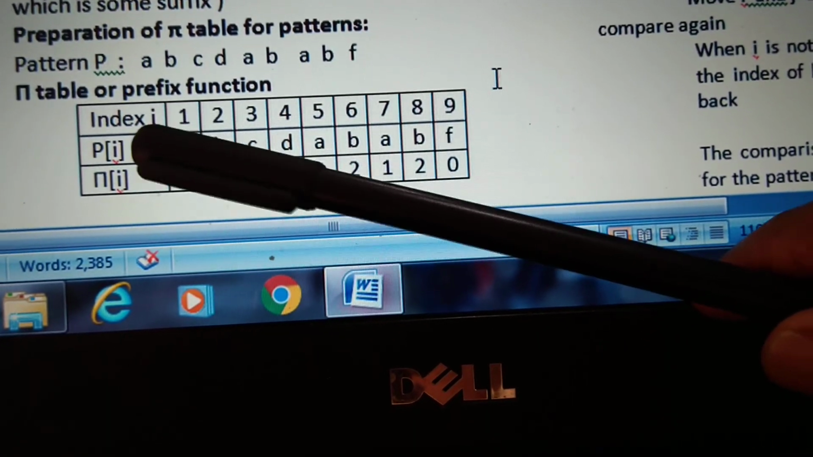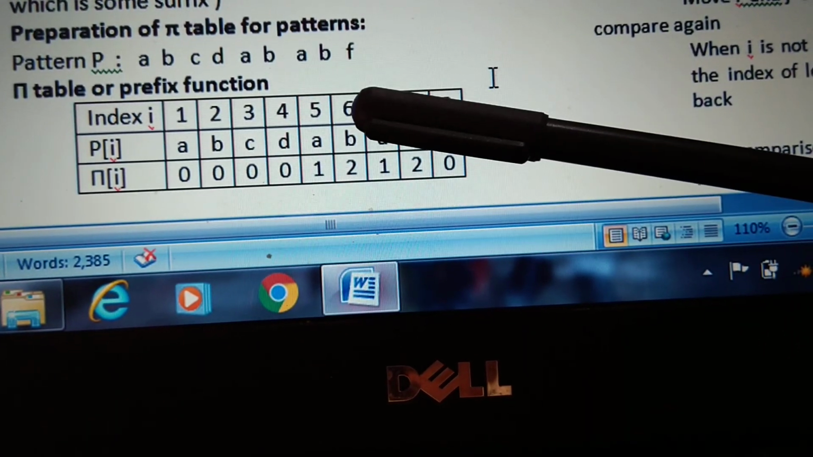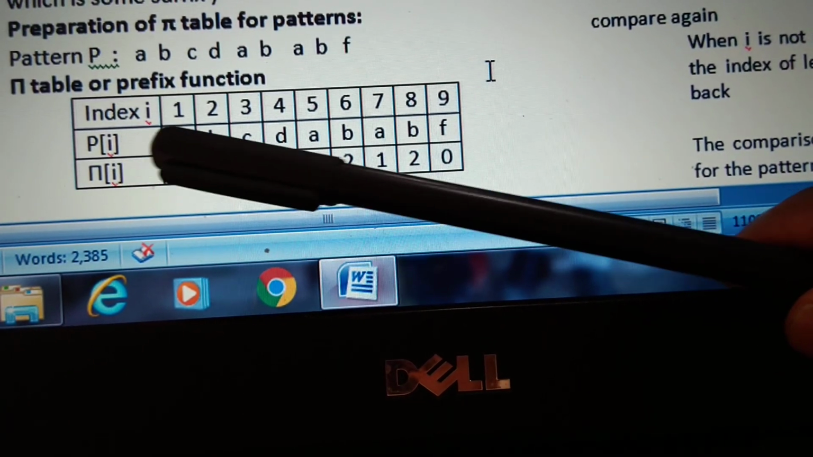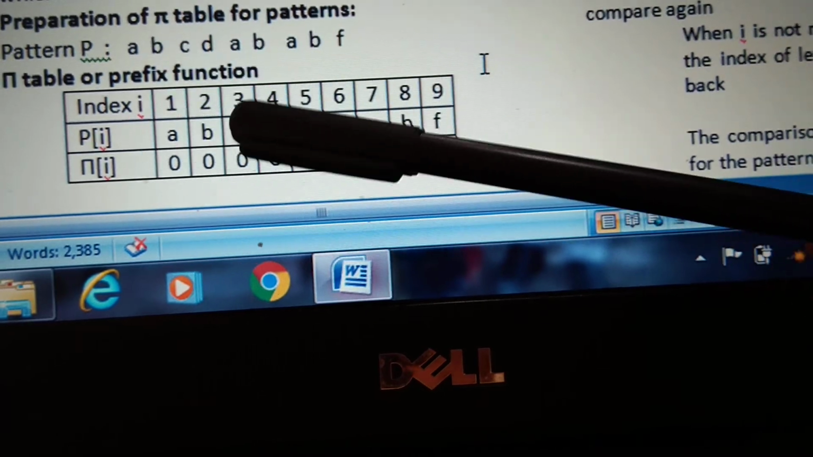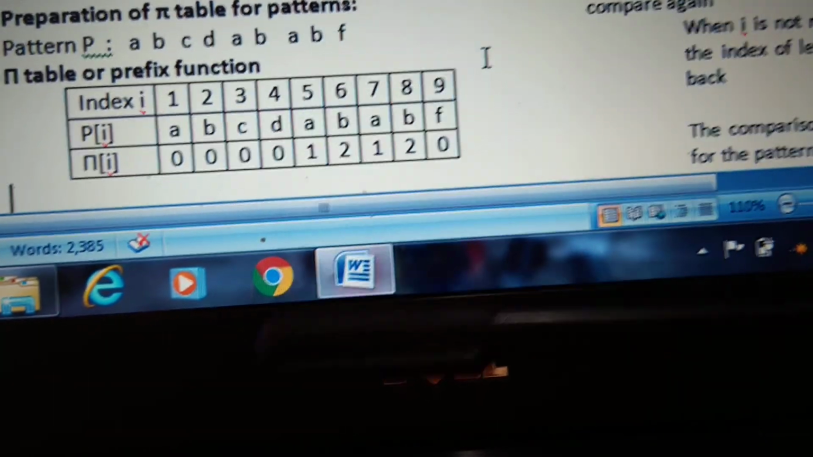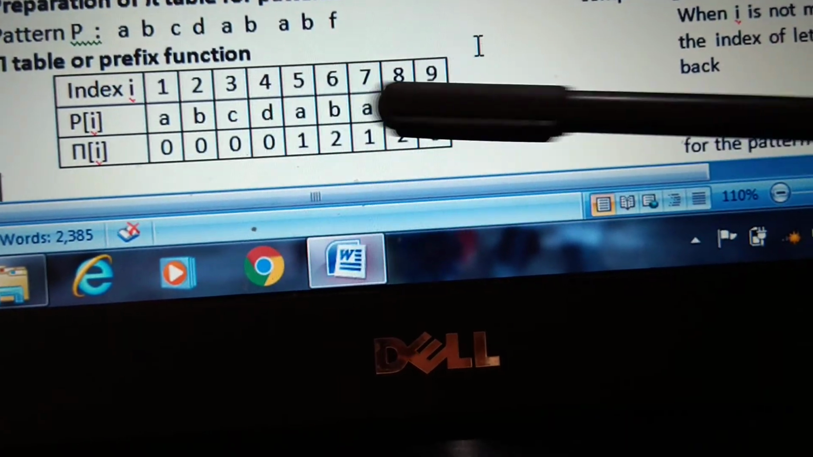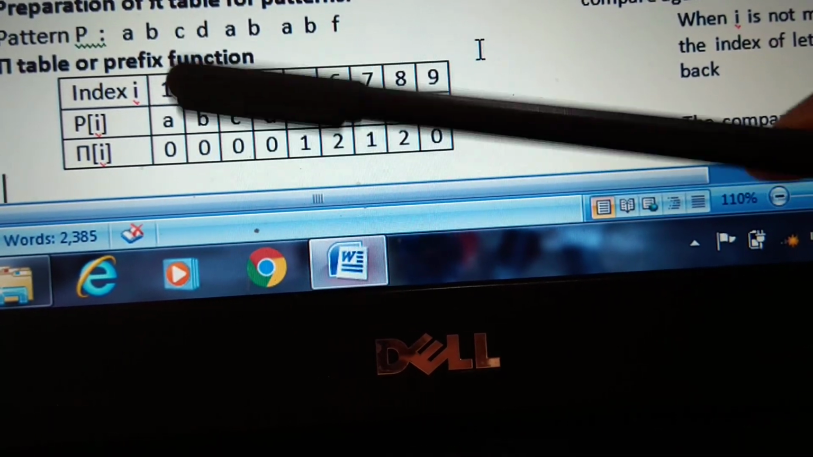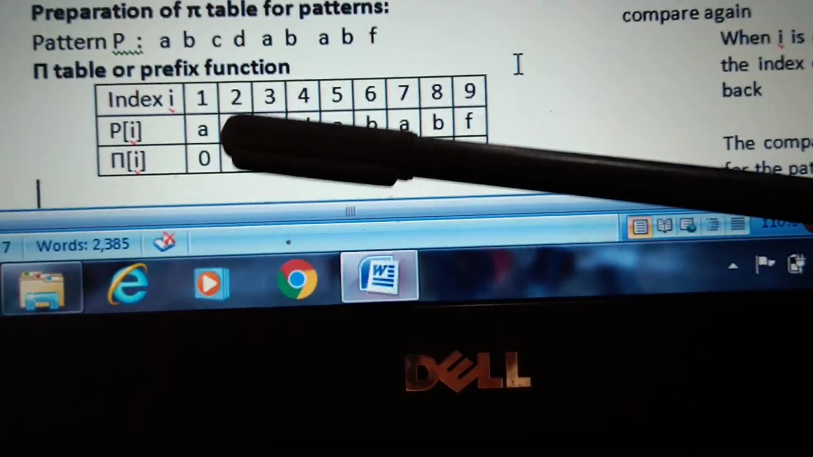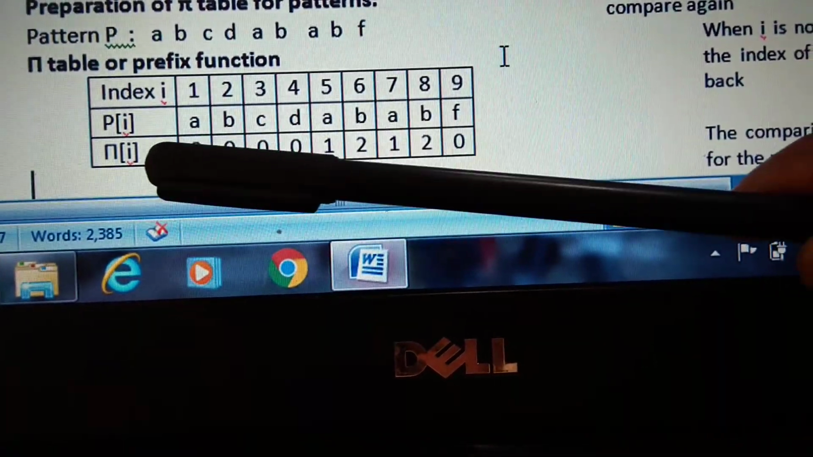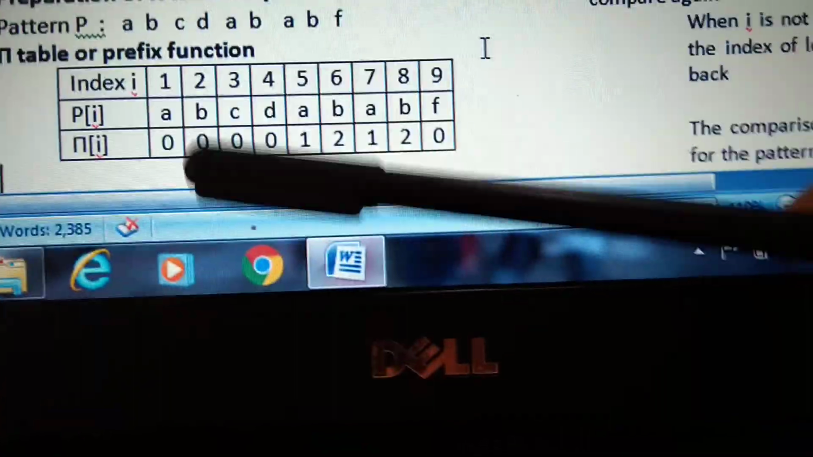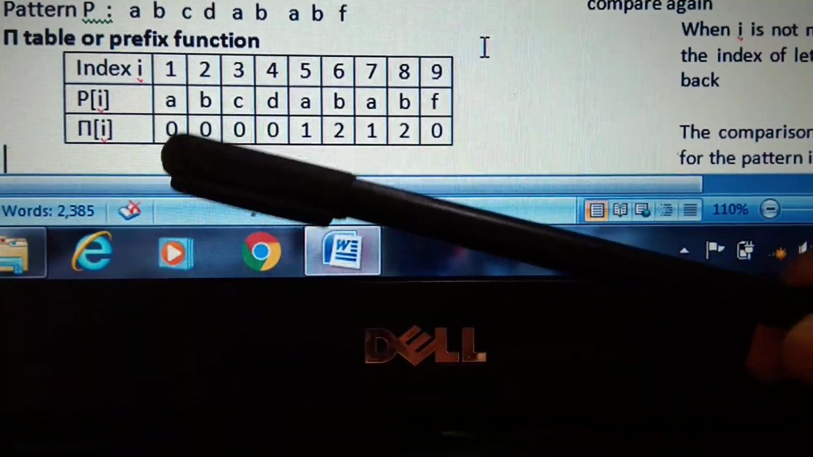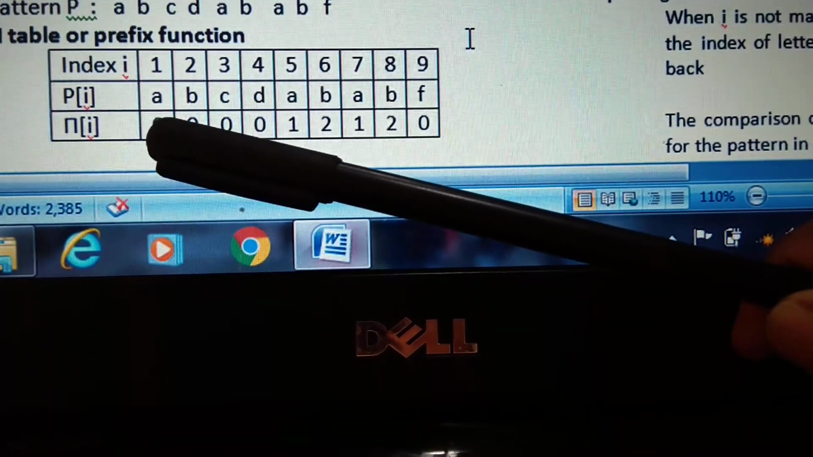In the first row, we write the indexes of the pattern letters. In the second row, we write the pattern information ABCDABABF, and the index represents the pattern information. Once you have written the index and the pattern information, then we have to write the pi value. But when you write the pi value, for the first A that appears for the first time, we have to write the 0.